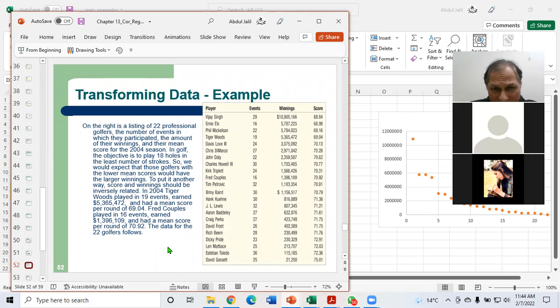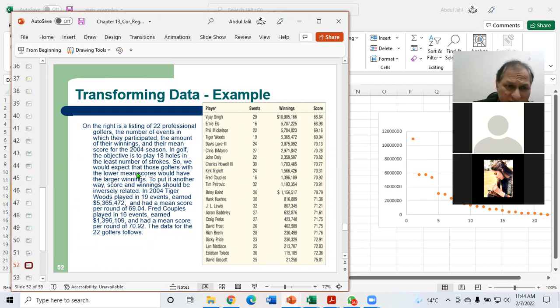Let's suppose this is the data set which is given here: the players and their events, how much winning amount of money they win, and how much score they are going to have. This example lists 22 professional golfers, the number of events in which they participated, the amount of their winnings, and their mean score in the 2004 season.